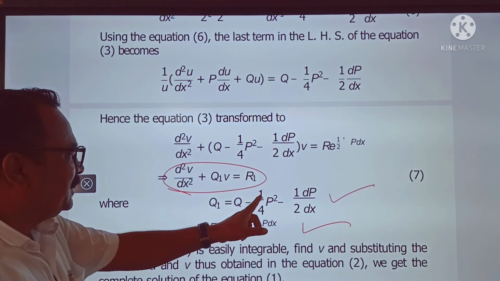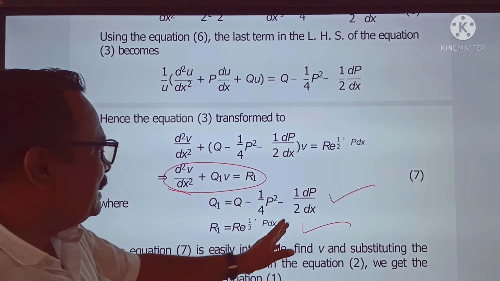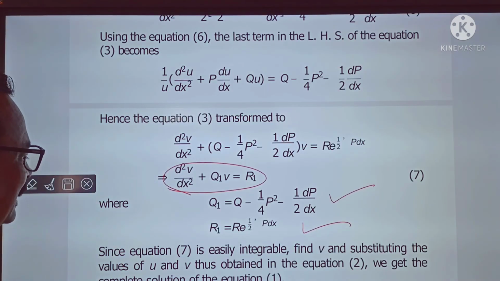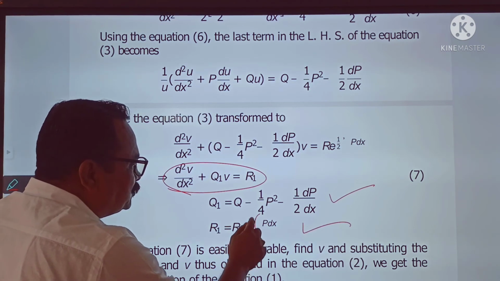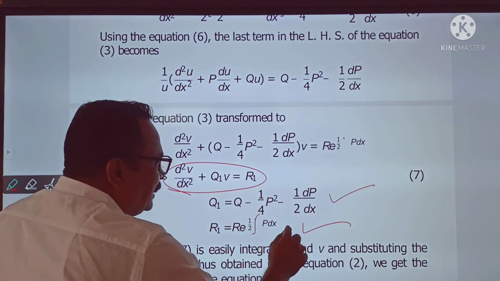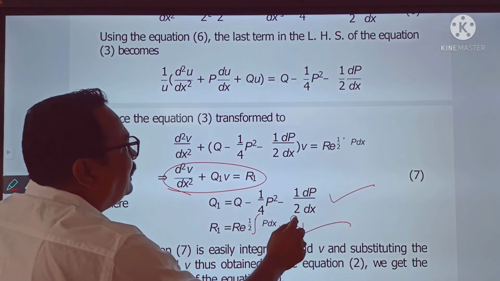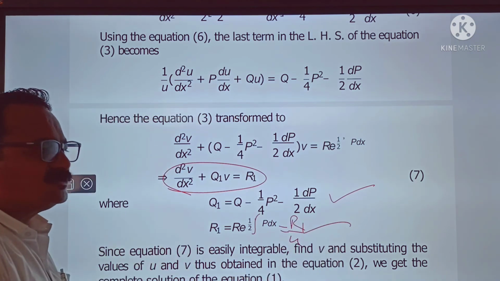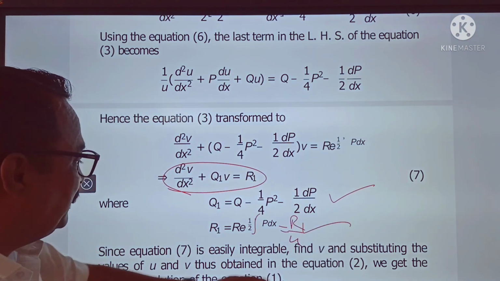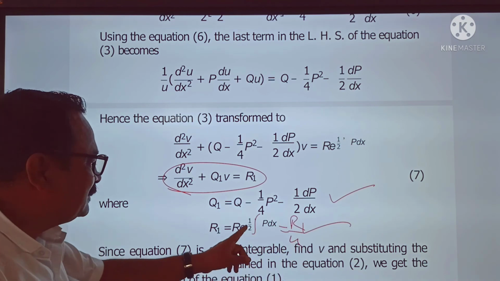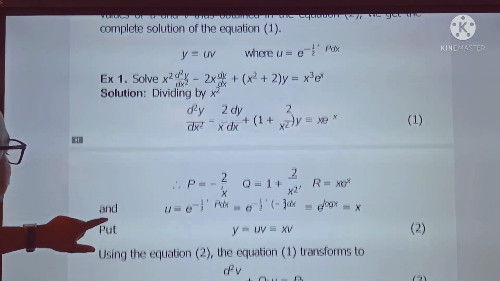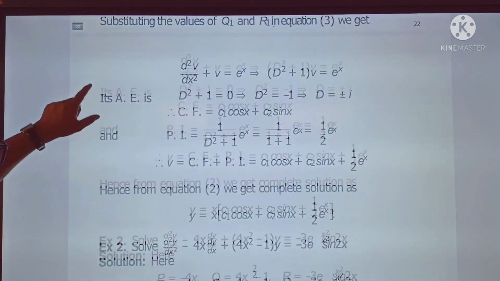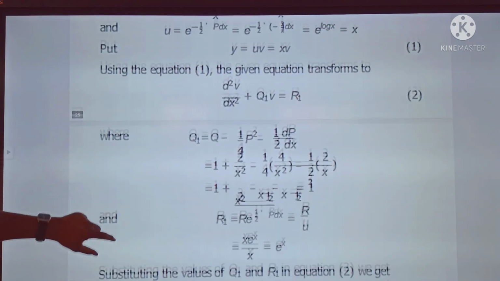q1 is q minus 1/4 p square minus half of dp by dx. r1 is r upon u, meaning r into e raised to 1/2 integration of p. This is r upon u, and we know u is e raised to -1/2 integration of p dx. It goes into the numerator, so it becomes +1/2. This is the method by change of dependent variable. There are also so many examples here.